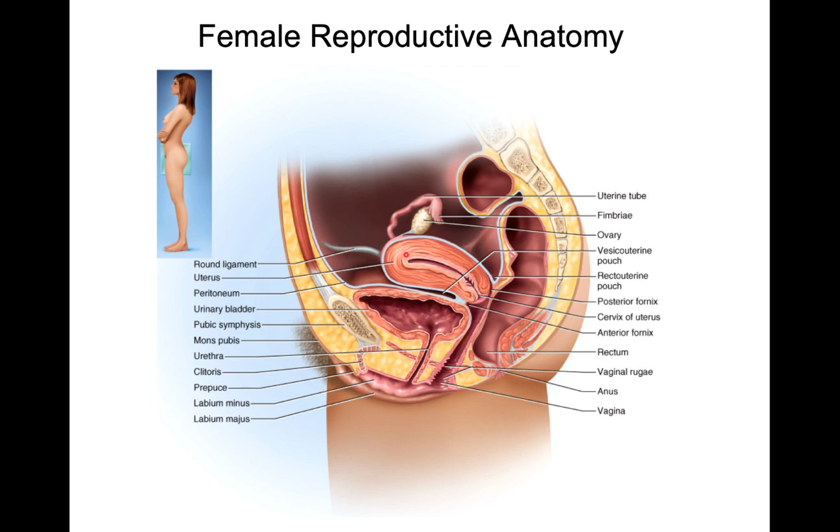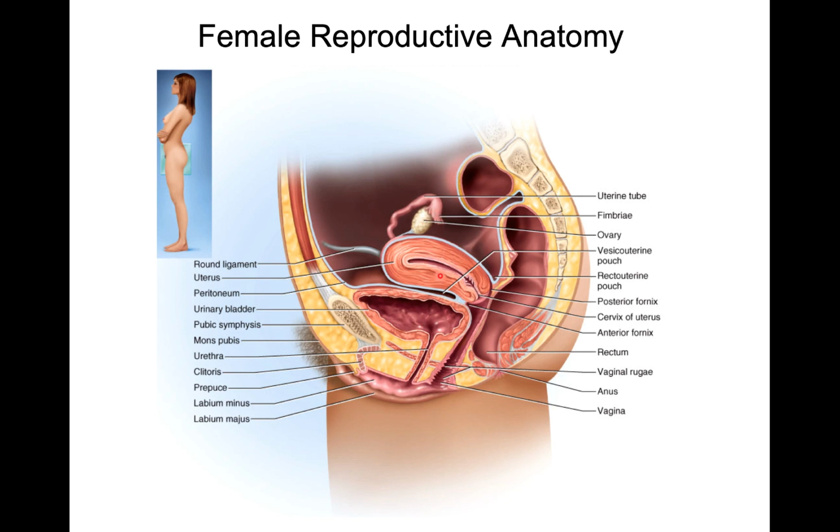On the sides of the uterus, you have this tube coming out. It shows one in this picture, but there's two of them. This is called the fallopian tube, also known as the uterine tube. I will accept both answers. And it attaches to the ovary. These little finger-like projections are called fimbriae.